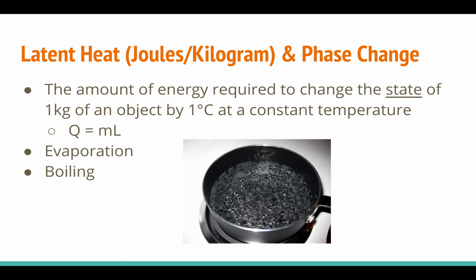For changes of state, we use latent heat, which is the amount of energy required to change the state of 1 kilogram of an object at a constant temperature, and is shown by the equation Q = ml. The units for latent heat are joules per kilogram. When an object changes state, the kinetic energy of the molecules increases or decreases depending on whether energy is added or taken away from the object.